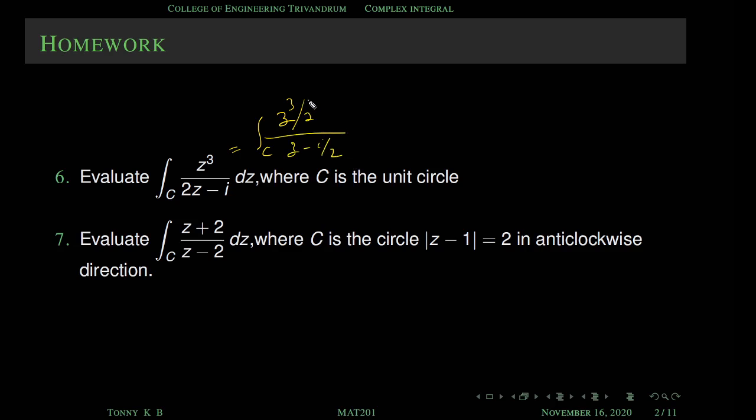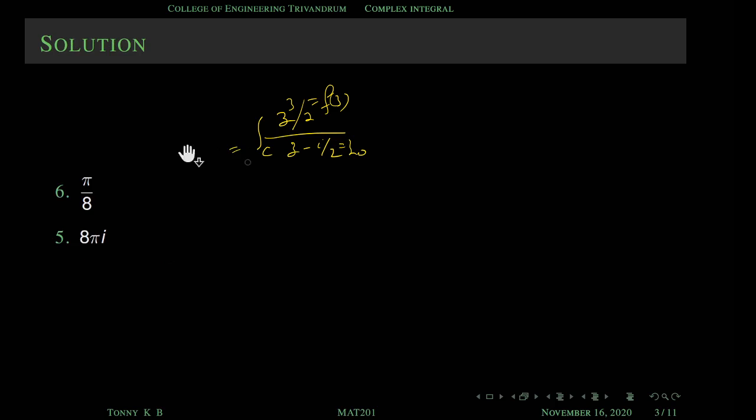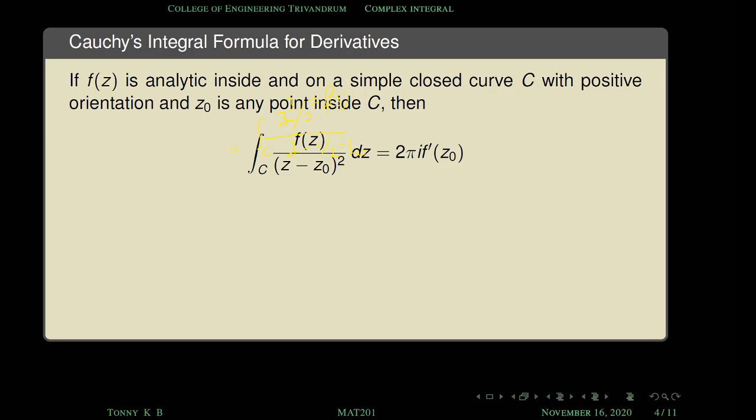Now here this is our function f of z and this is our z naught, i by 2. Then you can use the Cauchy's integral formula. The answer is like that, 5/8 and 8πi. Okay, today we are going to discuss Cauchy's integral formula for derivatives.